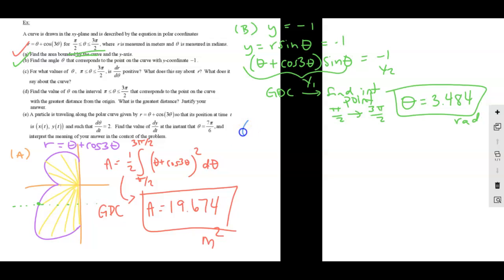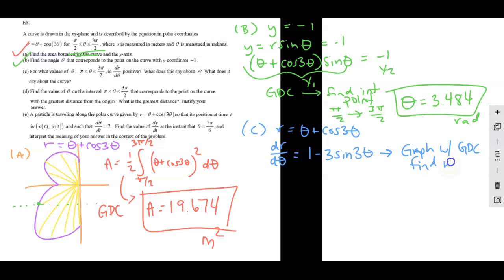That's probably faster. So for part C, I know, again, r was theta plus cosine 3 theta. So that means dr d theta, we can do this. The derivative of theta would be 1, and then the derivative of cosine 3 theta is going to be minus 3 sine 3 theta. Let's just graph with the calculator, and then we're just going to find where, if we want this graph, we want it to be positive. We want it to be above the x-axis.